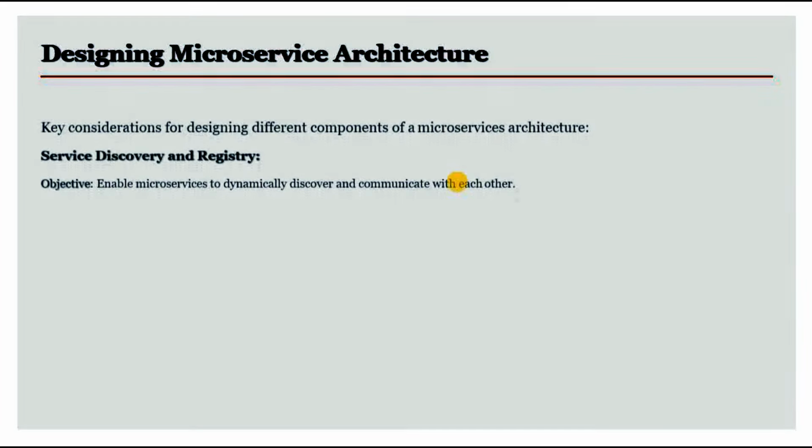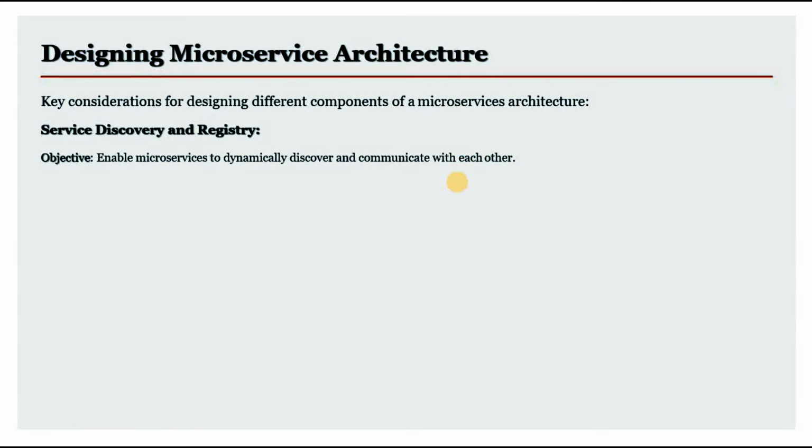Now I will discuss the key considerations for designing the different components of the microservice architecture. First, we have the service discovery and registry. The objective here is to enable microservices to dynamically discover and communicate with each other. In this video, I will discuss the service registry and the service discovery. We will create a service registry by using NestJS, and we will see all the components of the service registry, and we will discover different services, registered services and unregistered services.